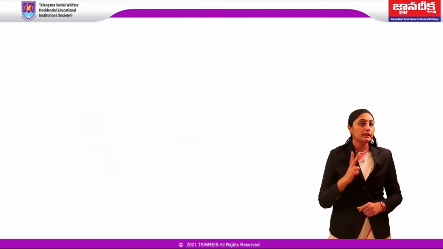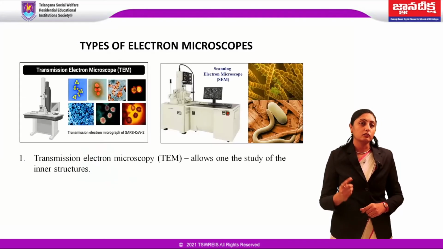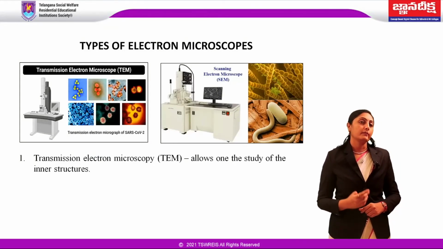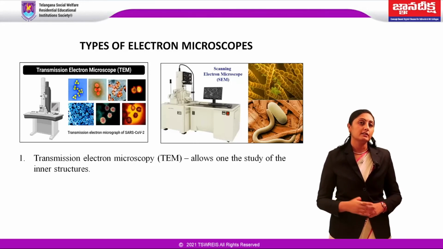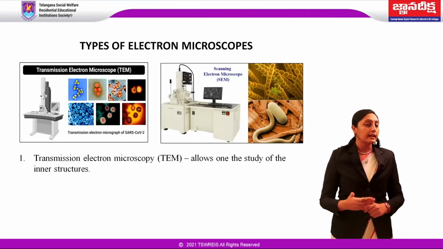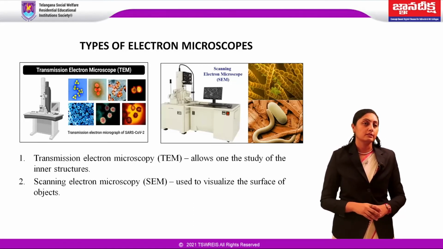There are two main types of electron microscopes. The transmission electron microscope, or TEM, is used to view the internal cell structures of a specimen, and the scanning electron microscope, or SEM, is used to study the surface of specimens.